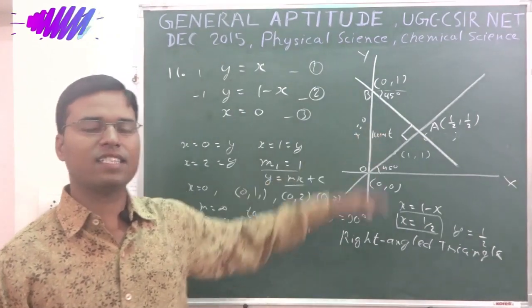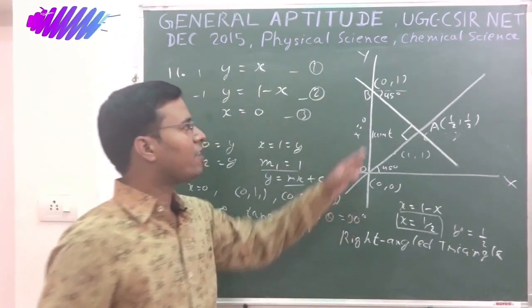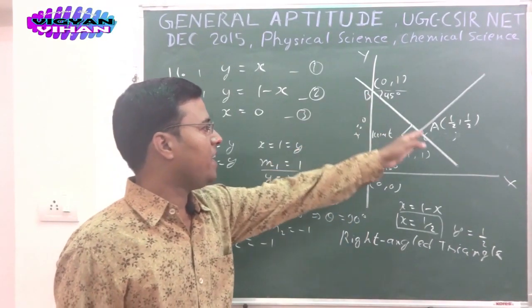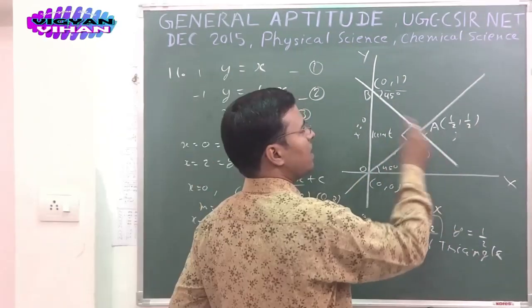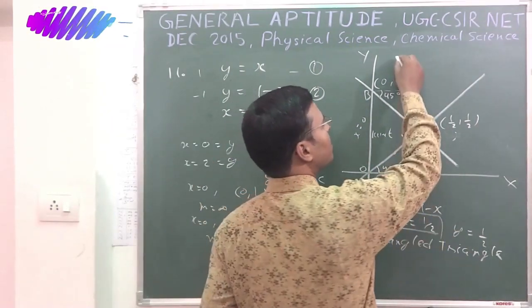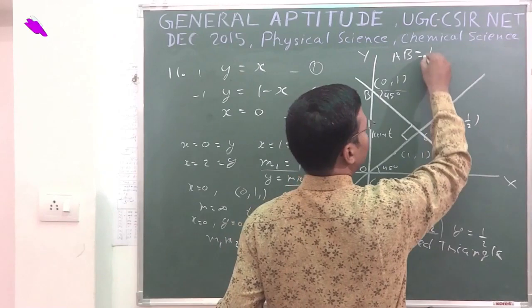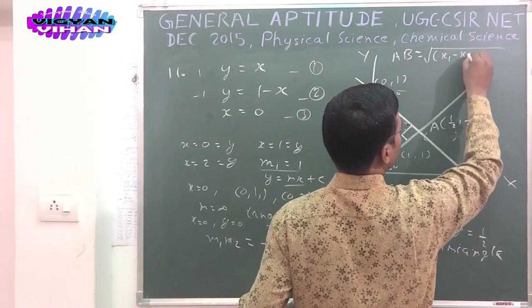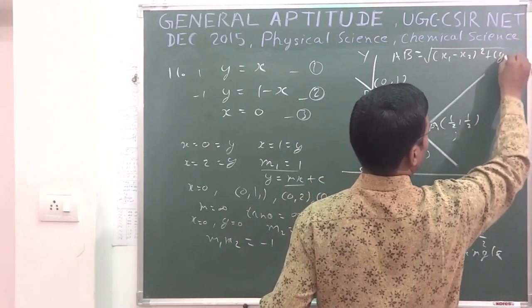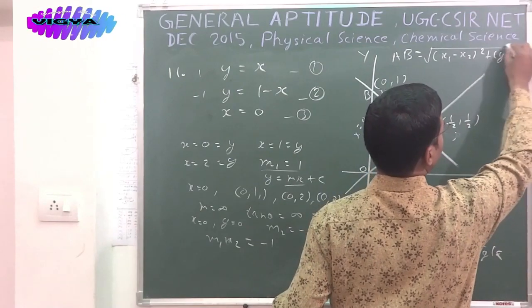Whether it is isosceles or not, calculate the distances AB and OA. By the distance formula, AB will be equal to the square root of x1 minus x2 squared plus y1 minus y2 squared.